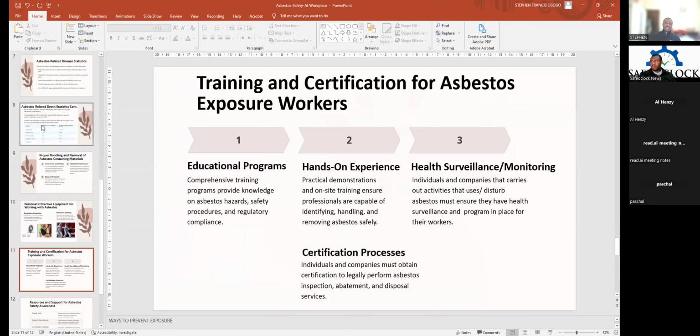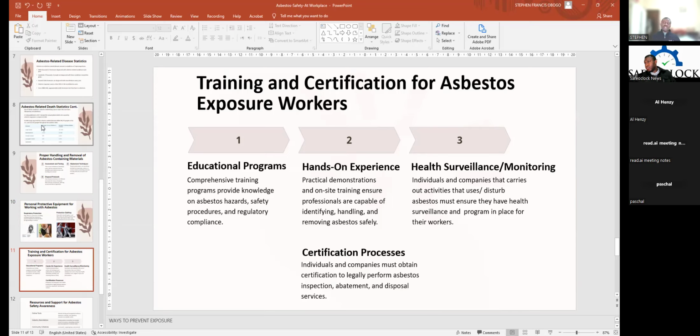And it's also important that training for asbestos is very important. Educational programs, when we find ourselves working in an organization where there's a likely tendency to have a high concentration of asbestos. It is also good that in our health and safety program, we incorporate programs that give comprehensive training on the knowledge of asbestos, in terms of the hazards, the safety procedures, and regulatory compliance available globally, to both the workers and our employers. Also hands-on experience, practical demonstration on sites, to ensure that professionals are capable of identifying and handling the removal of asbestos.